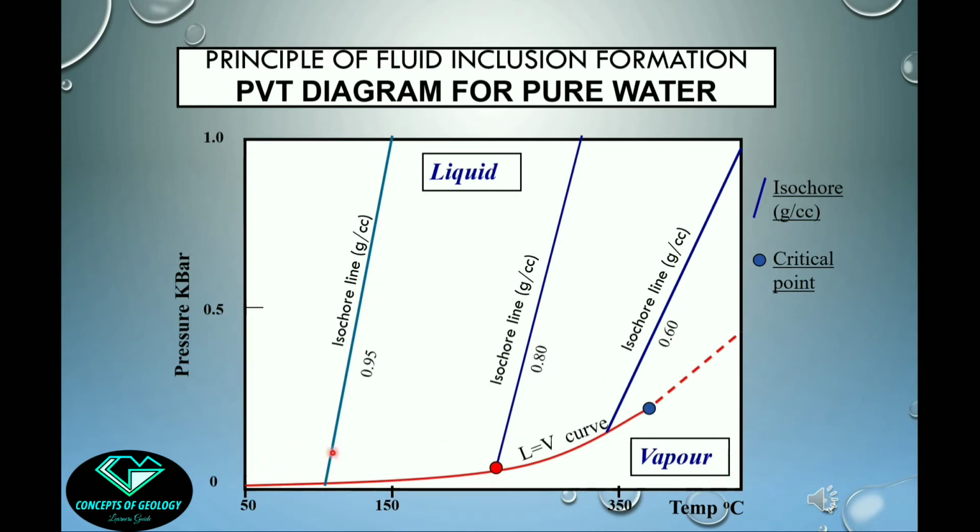These lines are called isochord lines. They are indicating the same value for the density of the liquid. See, with increasing temperature, the density of the liquid is decreasing. Now look at the inclinations of these isochord lines.